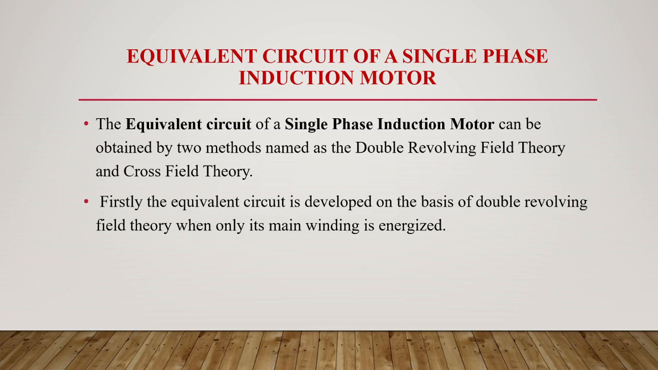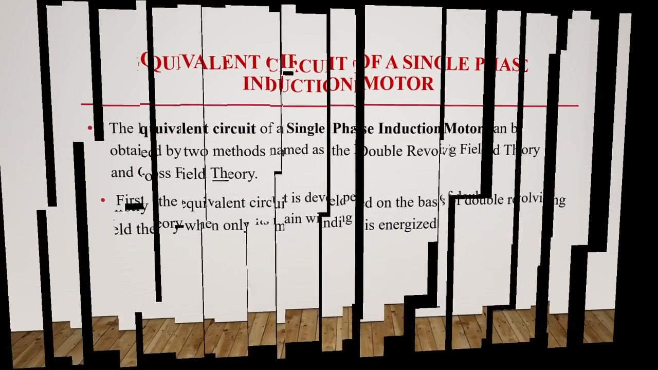So the equivalent circuit of single phase induction motor can be obtained by two methods, that is by double revolving field theory and cross field theory. First, the equivalent circuit is developed on the basis of double revolving field theory when only its main winding is energized. Okay, so what we are doing here, we are obtaining an equivalent circuit of single phase induction motor on the basis of double revolving field theory, and here only the main winding will be energized.